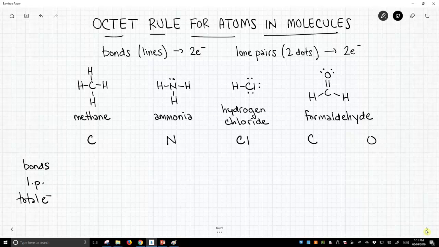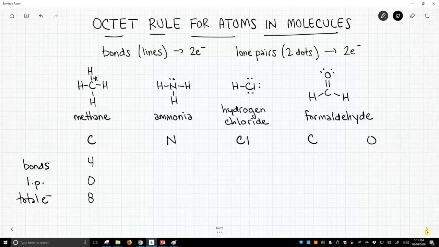So the first structure, this is a molecule called methane, and we're going to focus on the carbon in this molecule. This carbon has four bonds, four lines drawn to it, so that's four bonds. It has no dots around it, no lone pairs, and four bonds, two electrons each. That's a total of 8 electrons. Great. Okay, the next molecule is ammonia.